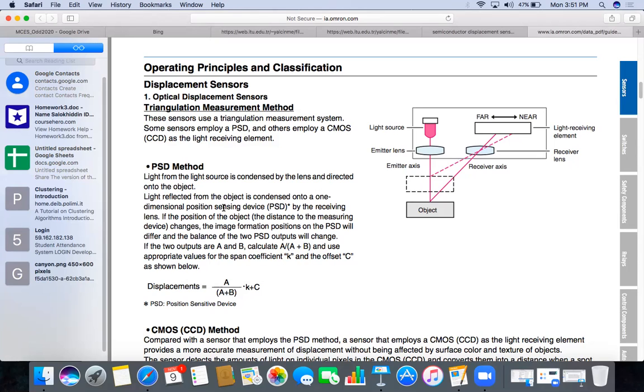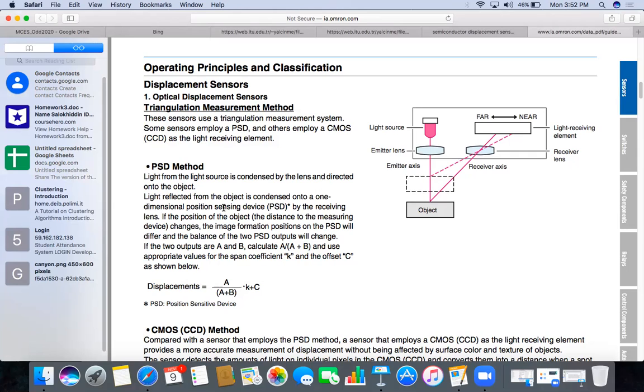PSD method. Light from the light source is condensed by the lens and directed onto the object. Light reflected from the object is condensed on a one-dimensional position sensing device, PSD, by the receiving lens. If the position of the object, the distance to the measuring device, changes, the image formation position on the PSD will differ and the balance of the two PSD outputs will change.